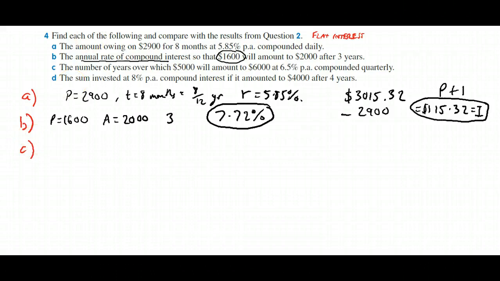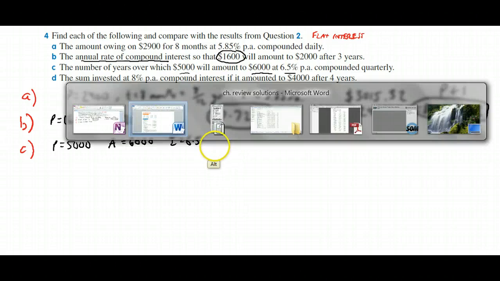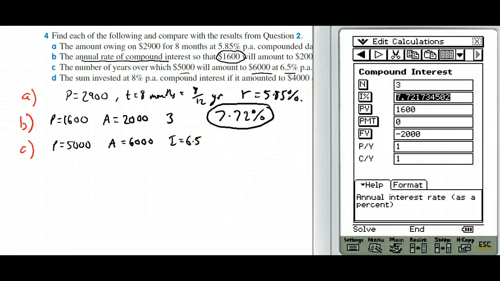Okay, for part C, we've got the number of years over which $5,000 will become $6,000 at 6.5% per annum compounded quarterly. Okay, so our P is 5,000, our total amount is 6,000, that's our future value. The interest rate is 6.5%, and we're compounding quarterly. Okay, so N is what we're trying to find here.